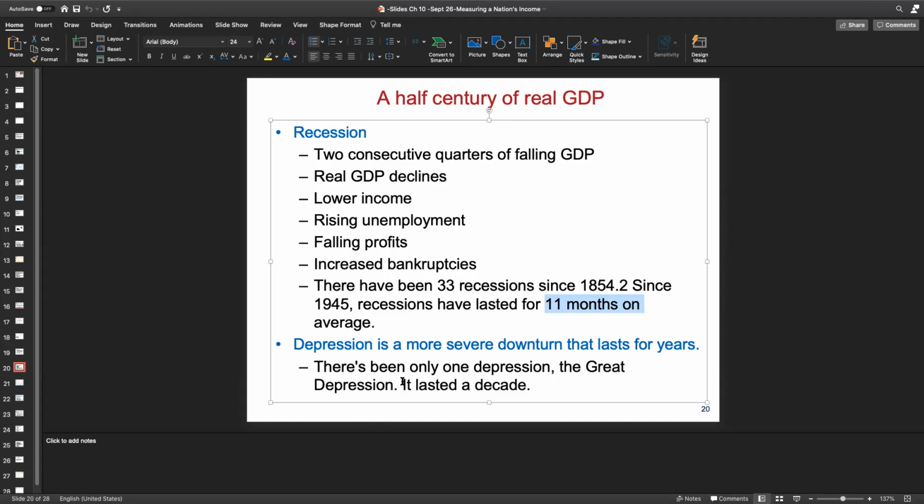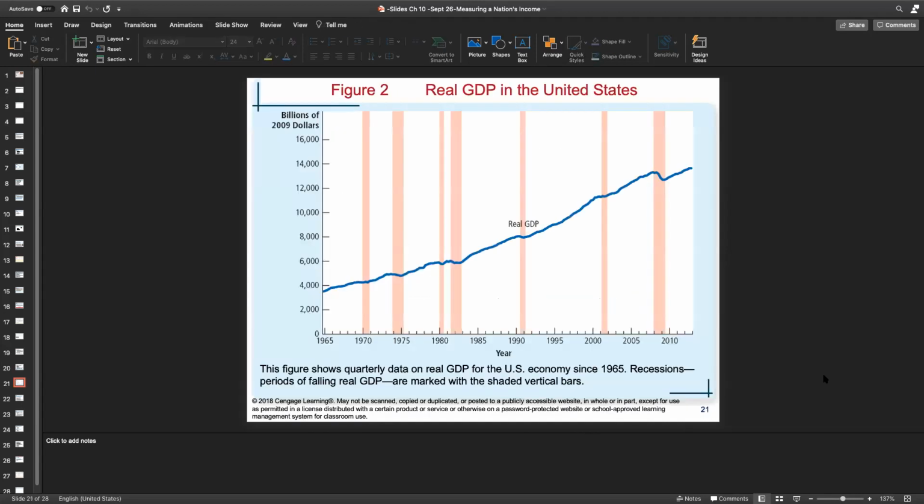1945. Now, what is the definition of depression? Depression is the more severe downturn that lasts for years, not quarters, right? So that's the difference. So there has been only one depression, the Great Depression, which lasted a decade. So the last depression, and hopefully we never see that again in our lifetime or even later.